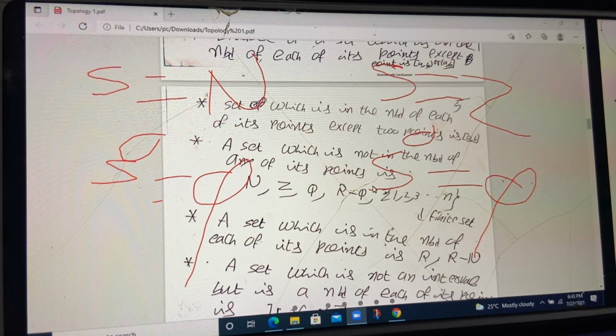Whenever S is N, S interior is the empty set. S is Z, S interior is the empty set. Try to remember, but follow the arguments.